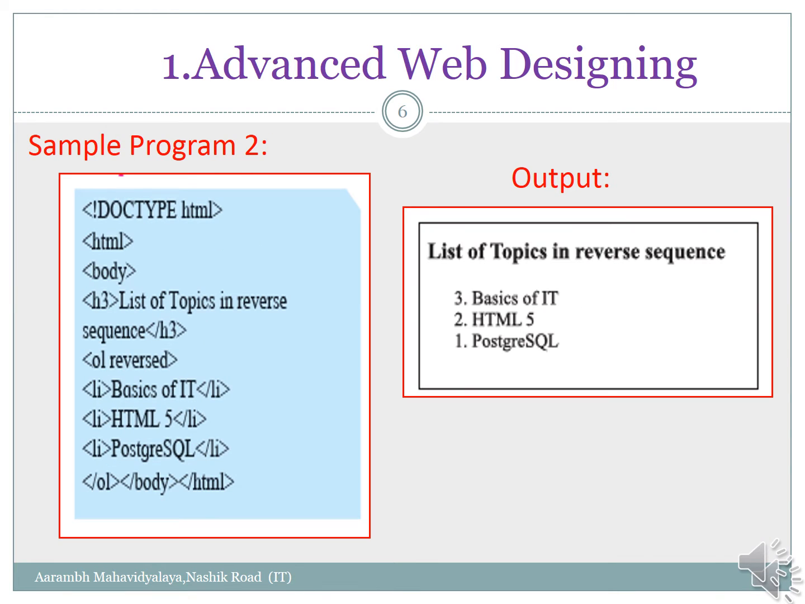Let's see another example of the ordered list with the reversed attribute. Here in the output, you can see that whatever list is displayed is starting with number 3 and going in decreasing order from 3 to 1. For that, we have used the reversed attribute with the OL tag and then provided the list items and then ended the OL tag, and we will get the required output.